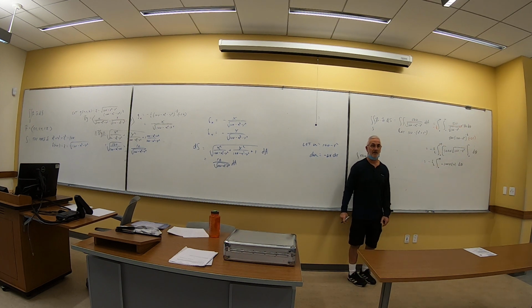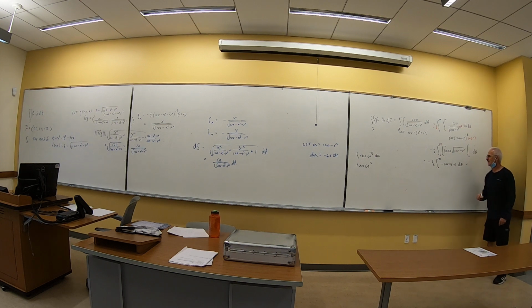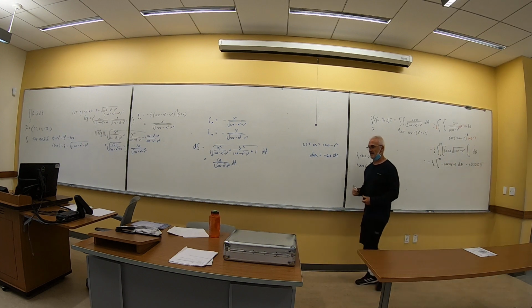Anybody see that? So I get 0 minus 1,000 times 10. Can I answer the question straight up now? What's the answer? 10,000 pi. That's a lot of pi's.